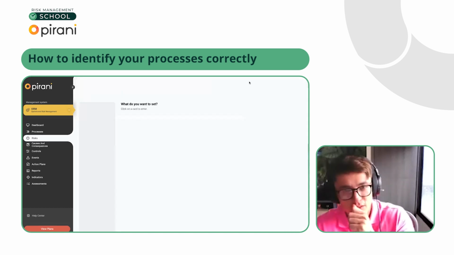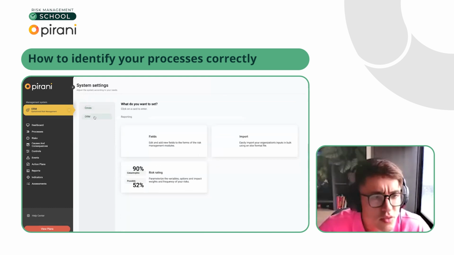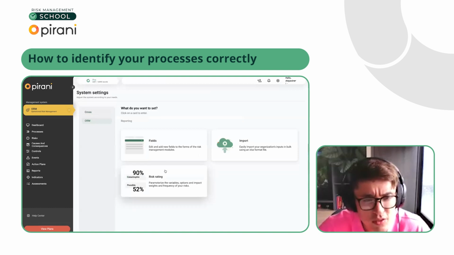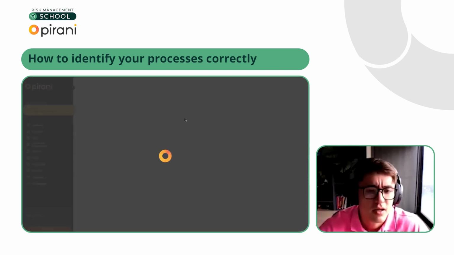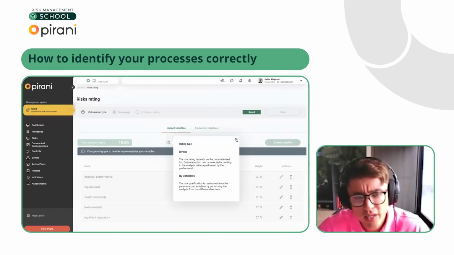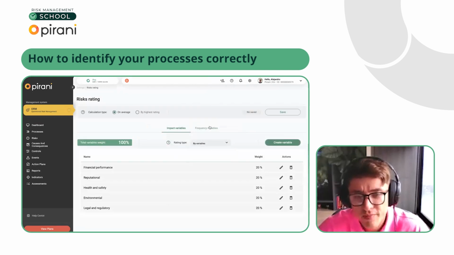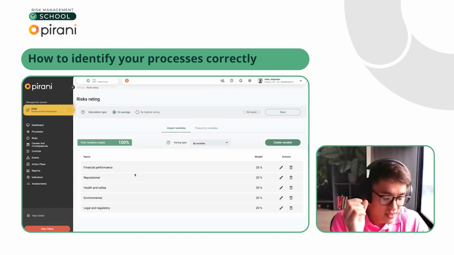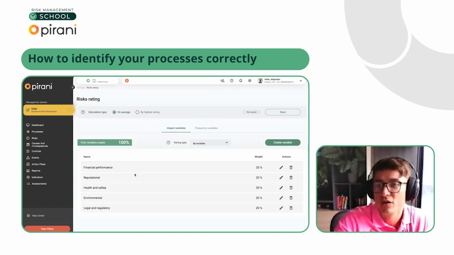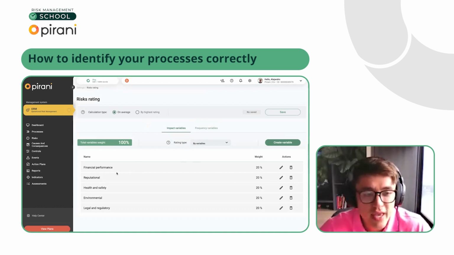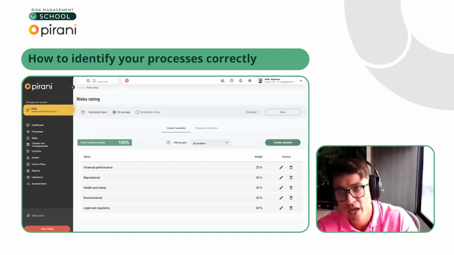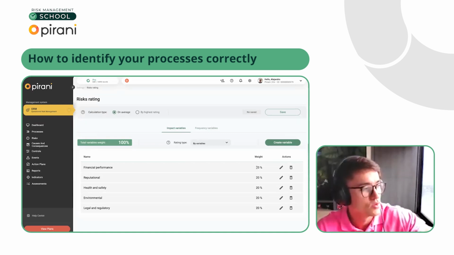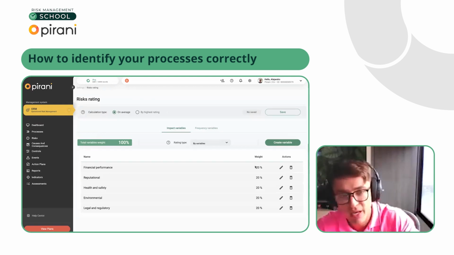So I'm going to the settings of the software, to risk rating in operational risk management. And as you can see here, the rating type is direct, but I'm going to put by variables. I can choose whatever variable I need in my company, with a description that is linked to my company reality and context. For instance, I'm going to measure the financial impact of a risk. So maybe I put a weight of 20%, or only one, or we only want to have two variables. That is okay. As many variables as you need.